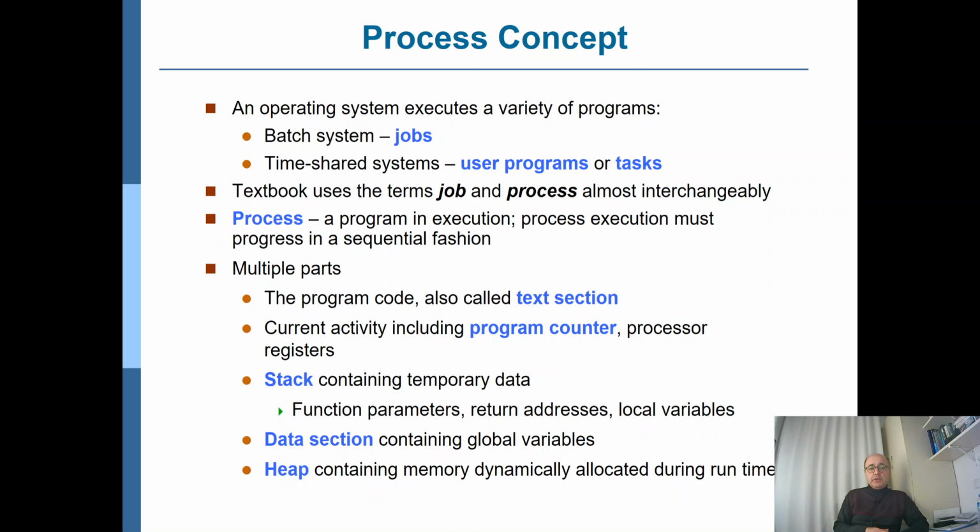So the process execution should progress. That means instructions should get executed one after another and typically in a sequential fashion. But of course, some of these instructions will cause jumps, like in the case of a conditional statement like the if then else statement, or in the case of a loop where you jump to the beginning of the loop or you jump out of the loop. But typically it's sequential.